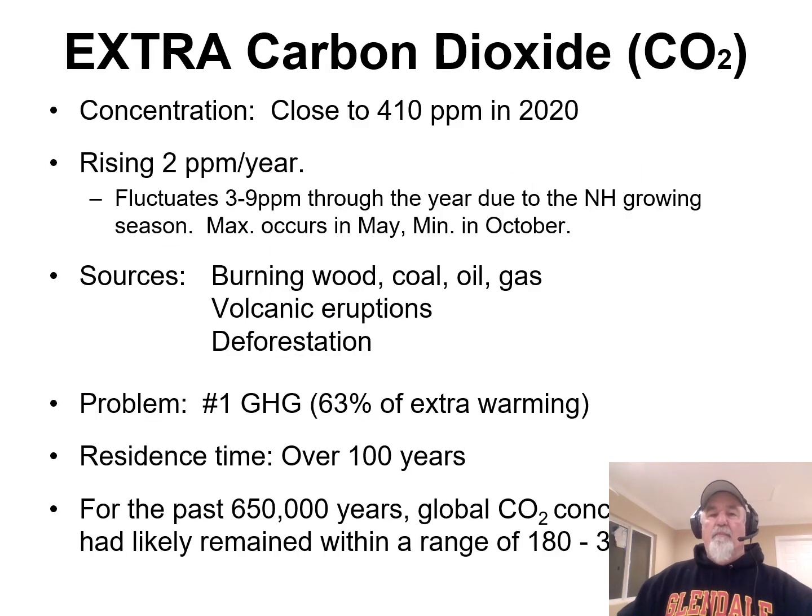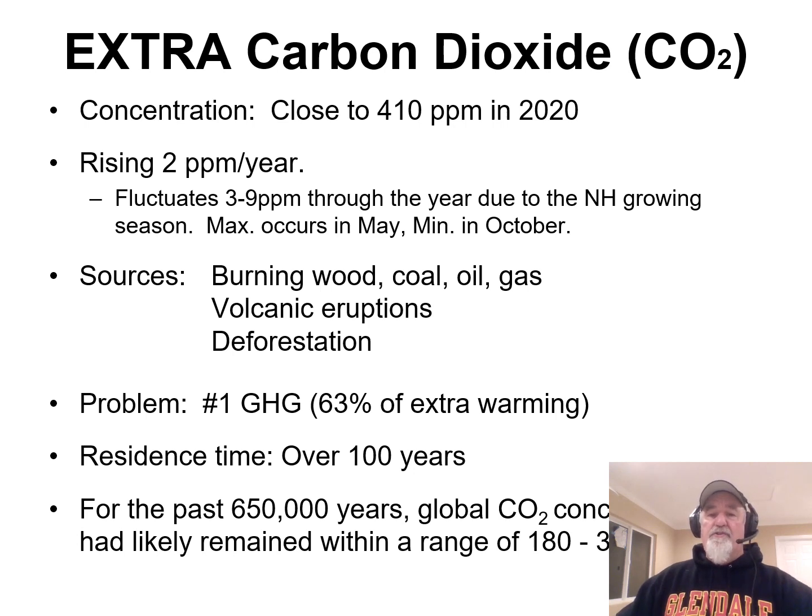So what happens if we put more CO2 into the atmosphere? Well, current concentrations are 410 parts per million in 2020, increasing about 2 parts per million per year. Now, there is an up and down effect because the northern hemisphere has a lot of land-based plants, and those tend to photosynthesize part of the year, and then they kind of go dormant for the rest of the year, and that's going to have an impact on the amount of CO2 in the atmosphere. We will take a look at that in a second.